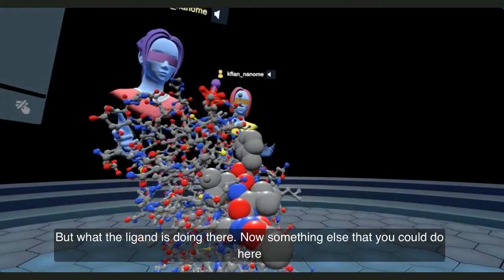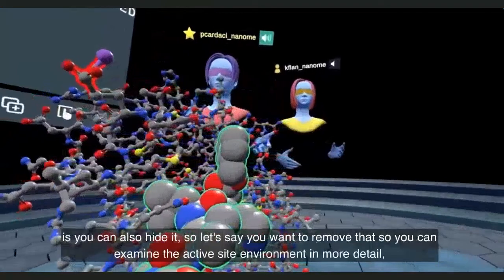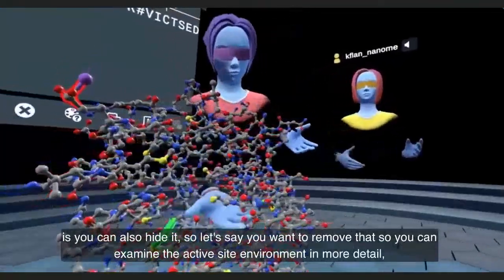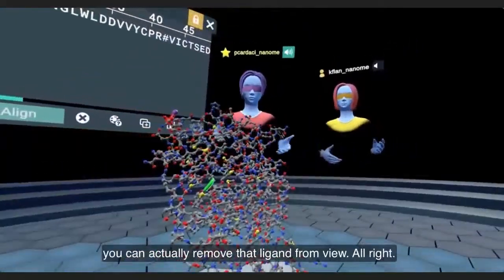Now, something else that you could do here is you can also hide it. So let's say you want to remove that so you can examine the active site environment in more detail. You can actually remove that ligand from view.